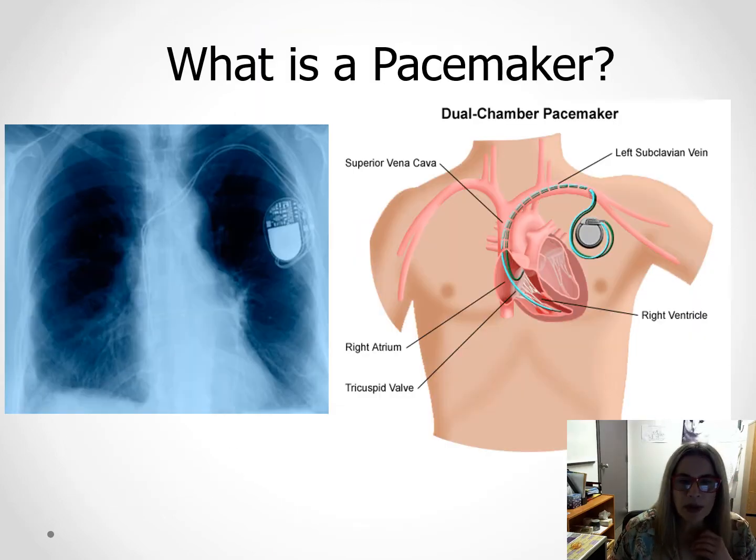So we talked about the nodes, particularly the SA node being the natural pacemaker of the heart, but of course we also have artificial pacemakers. So if an individual's cardiac cycle is not performing properly, and that can be for a number of different reasons, it can be an issue with the nodes. Usually that's what it is, but it can be different issues.